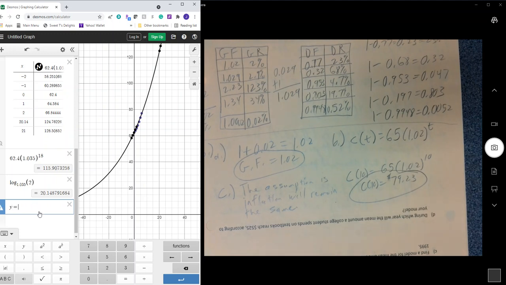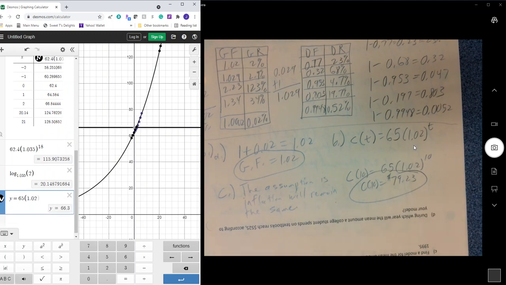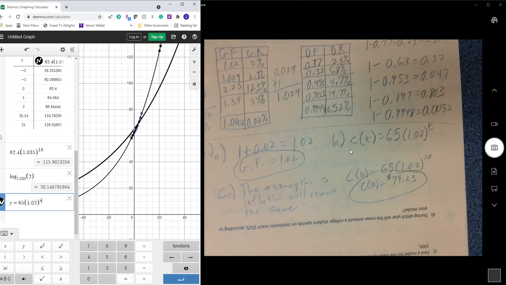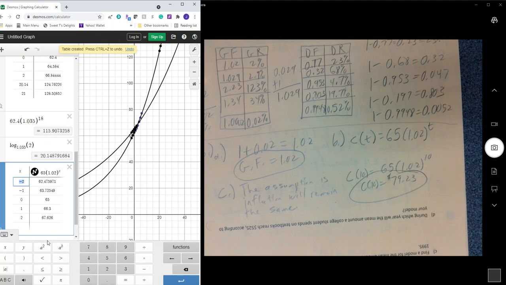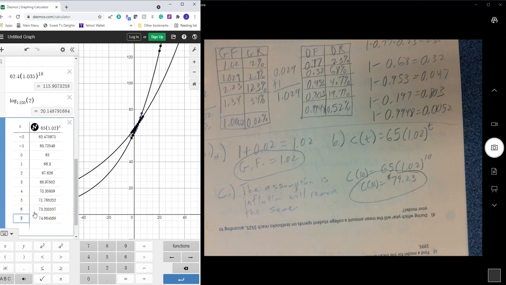So we'll put in Y is equal to, and Y is going to replace the C of T. It'll be 65 and the parenthesis 1.02. Close your parenthesis and then we'll take that to the X power. Okay, so now we have our equation. Now what we do, we'll hit on the wheel here and we'll hit the table. Now remember, on this table here, we go up to the number 7. Okay, so now we have all of the values.